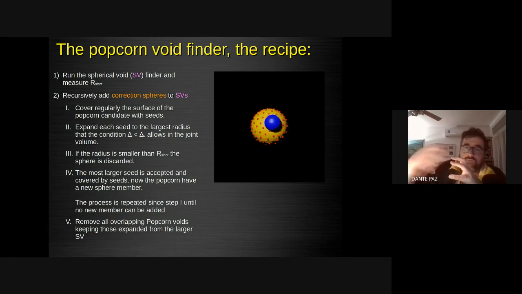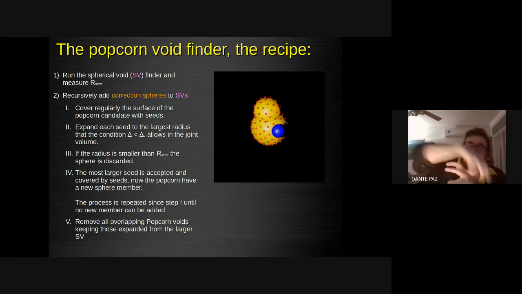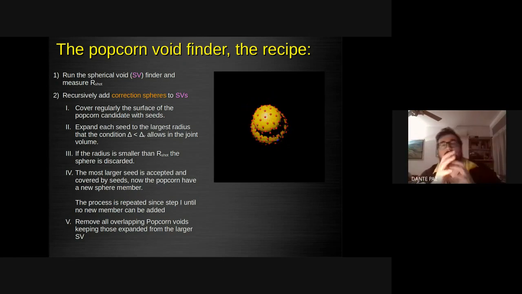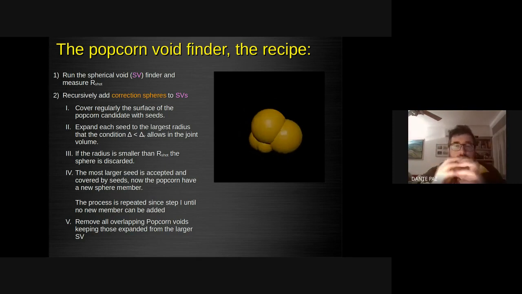Then, if this sphere has a radius that is larger than the shot noise radius, the sphere is accepted. Otherwise, the process ends there, and we have just a single sphere void. But if we have a second sphere, then we cover the joint surface with seeds, and we look for the third sphere that expanded the most. We expand one at a time, and then we have a system of three spheres that expanded the most. The procedure is repeated iteratively until no sphere can be added with a radius larger than the shot noise radius.